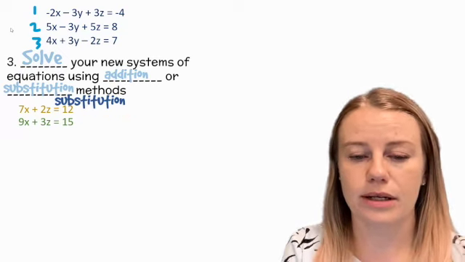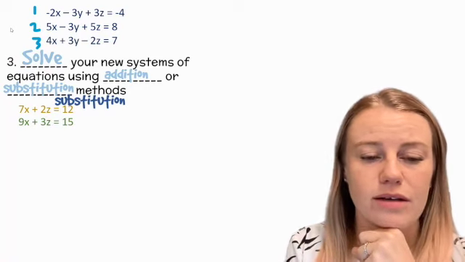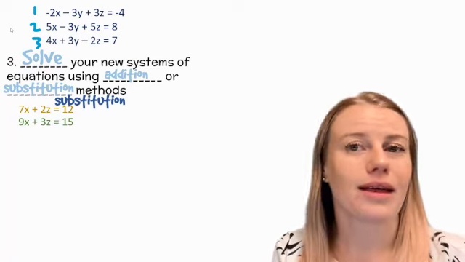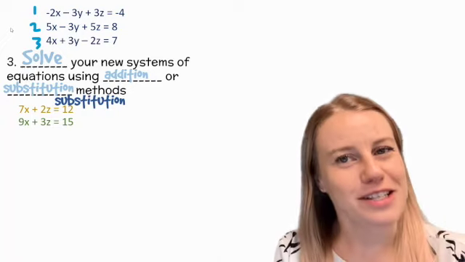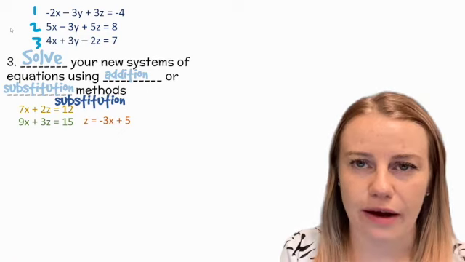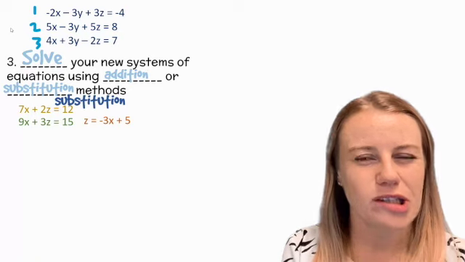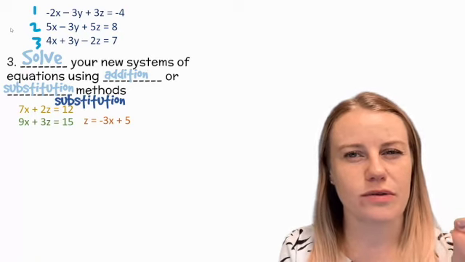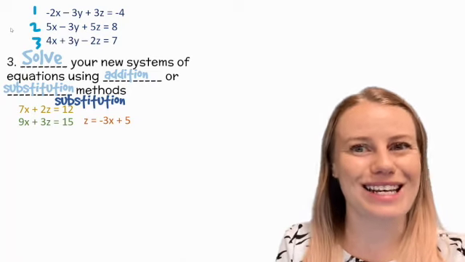I'm going to take that second equation and solve it for z. So when I do all my math, which if you're still getting tripped up on, just ask me. All right, so z equals -3x plus 5. So remember substitution? Once we solve that equation for one of the variables, we substitute that into the other equation.